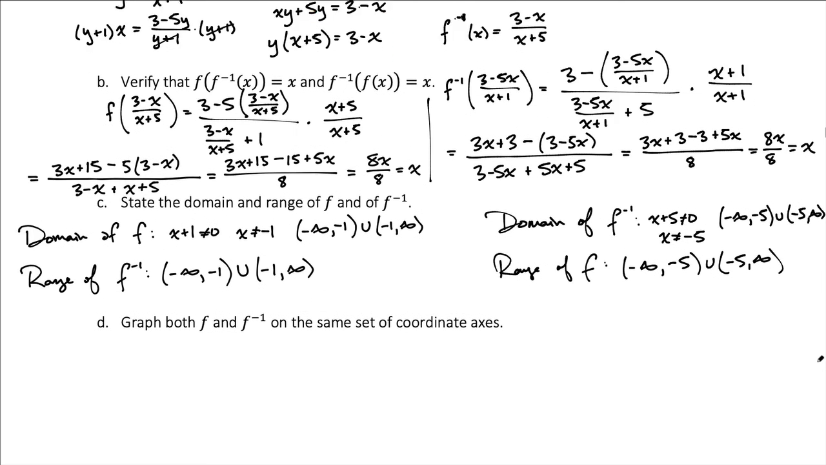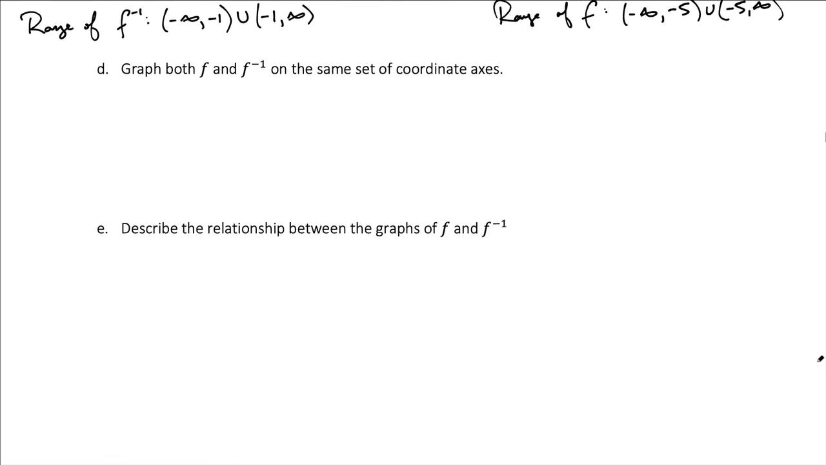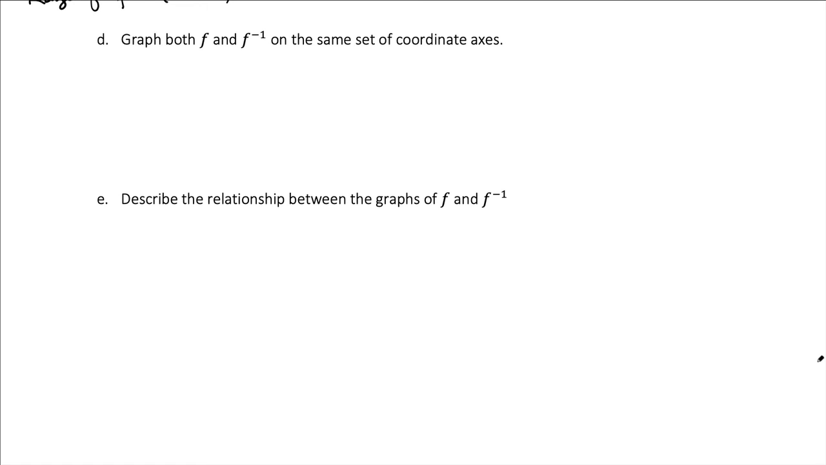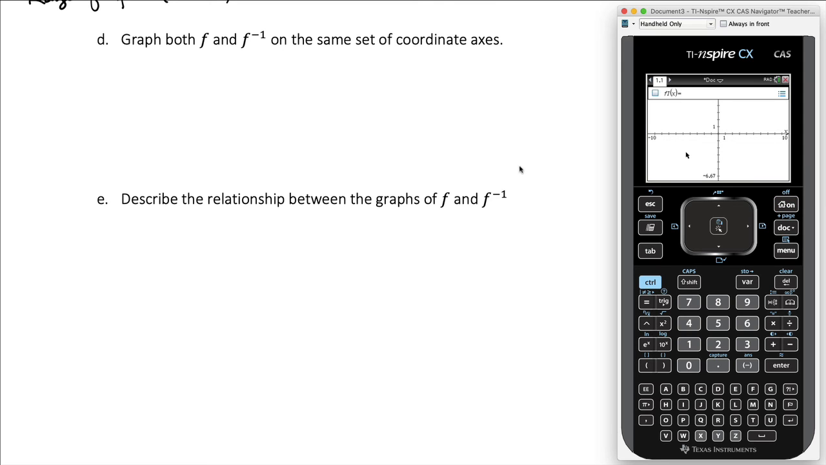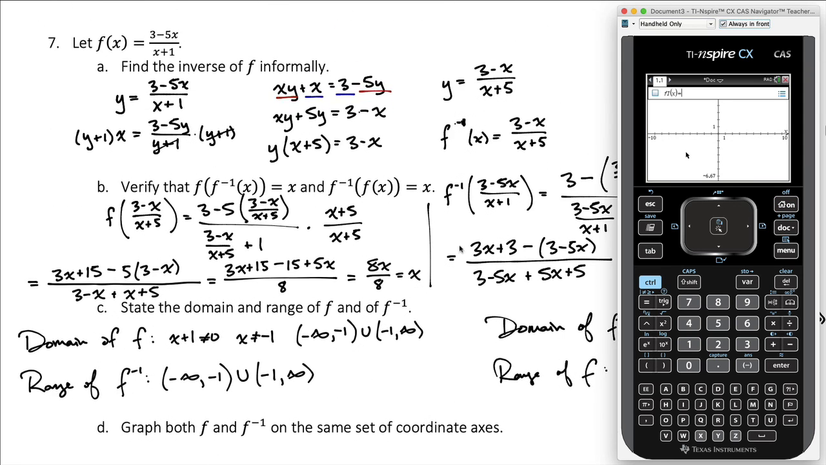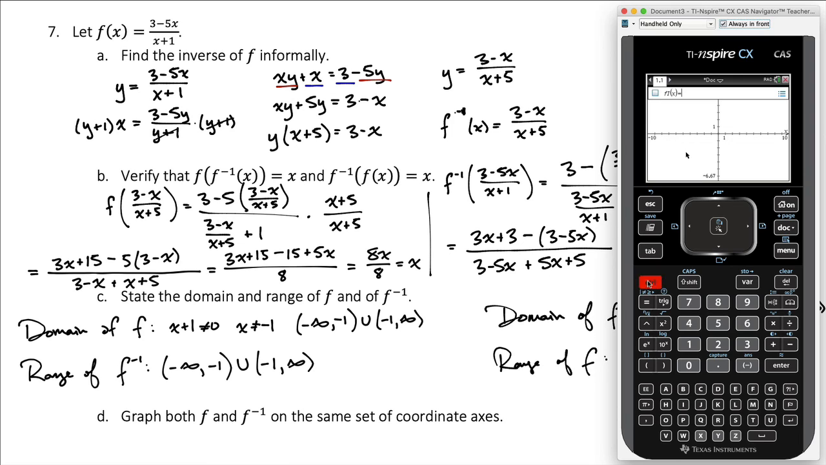Okay, so now we just want to graph both f and f inverse on the same set of coordinate axes. So in our calculator, we'll add a graph, and we're just going to type both of these functions in. So here's our f. I'm going to do control divide to create that fraction. 3 minus 5x over x plus 1. And then hit tab to get another one, and we type in the inverse. Control divide 3 minus x over x plus 5.